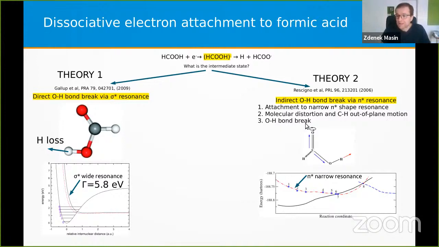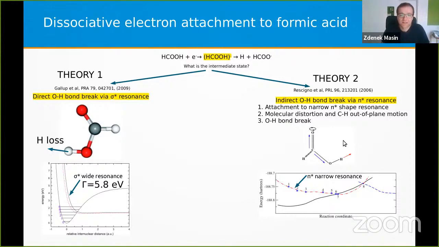And this apparently opens the pathway for the OH bond to be broken. So here we see this potential energy curve of the resonance, which crosses the neutral along this reaction coordinate. Well, but which one of those theories is correct?